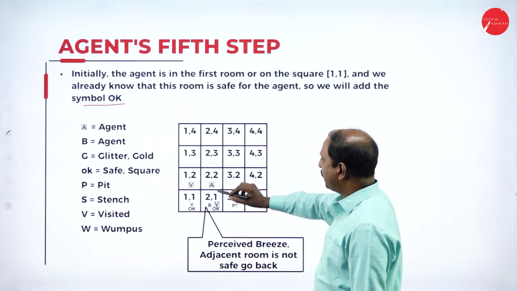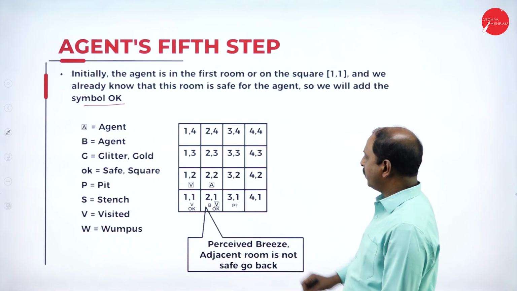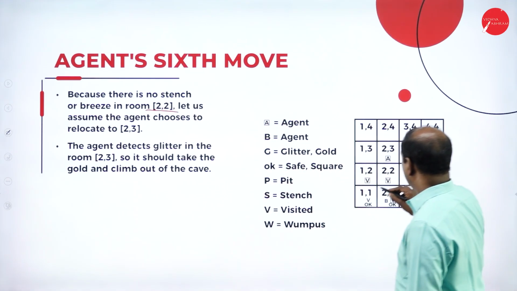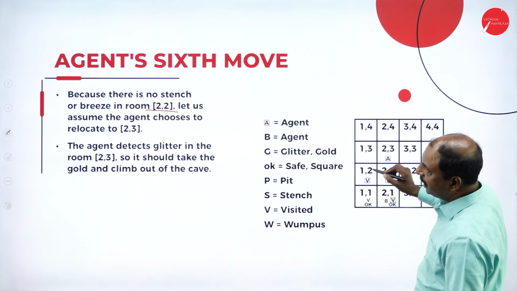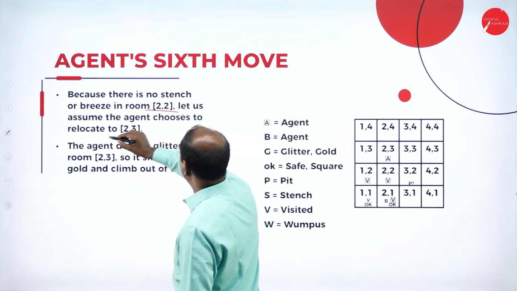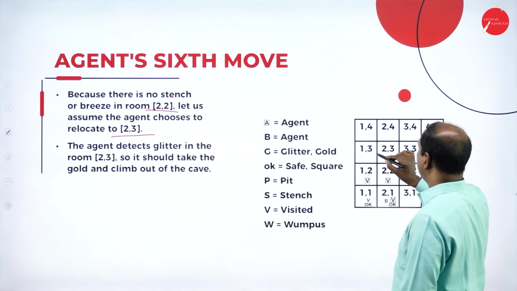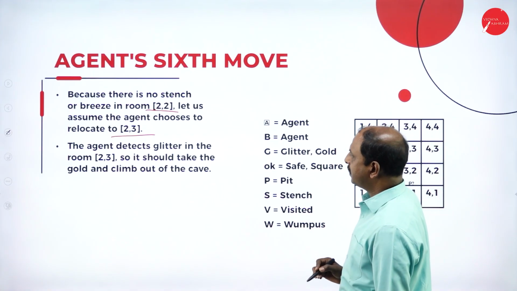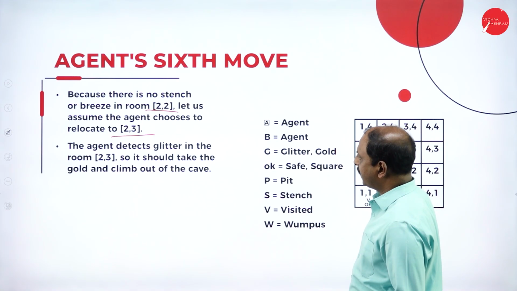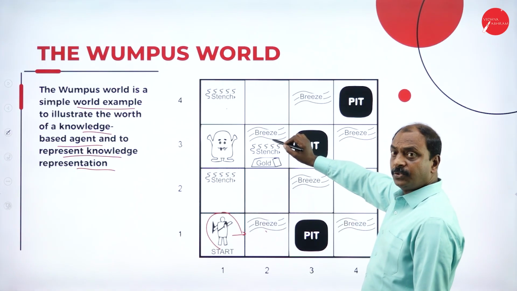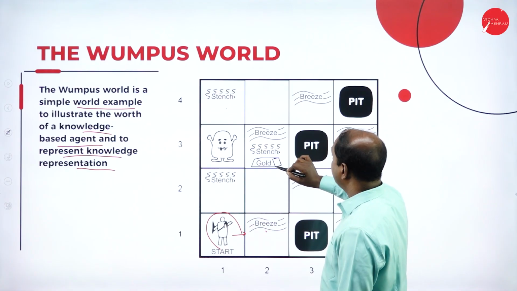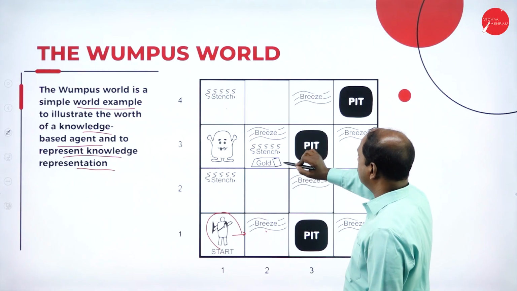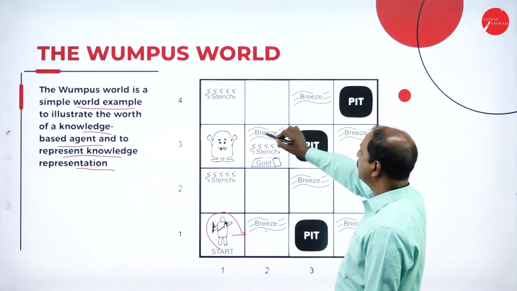At the current state, the agent is at 2, 2. The next movement of the agent would be, because there is no stench or breeze in 2, 2, assume that the agent relocates to 2, 3. He is going to visit 2, 3. If you look at the diagram at this location, 2, 3, you see that there is a breeze, a glitter, and a stench. These are the three conditions with respect to this location.